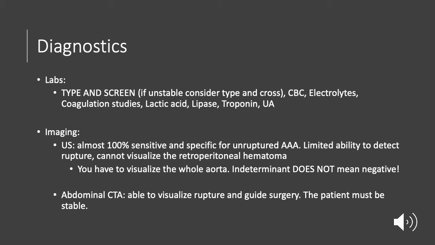It does, however, have a limited ability to detect rupture, and you cannot visualize a retroperitoneal hematoma. Also of note, you have to be able to visualize the whole aorta when you're performing ultrasound, and if you don't, the test is indeterminate, which does not mean the test is negative. Abdominal CTA is good because you're able to visualize rupture and guide surgery, but the patient must be stable enough to go to the CT scanner.